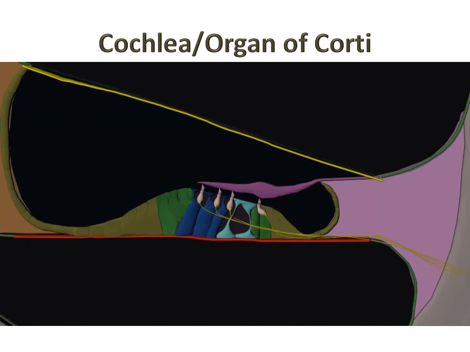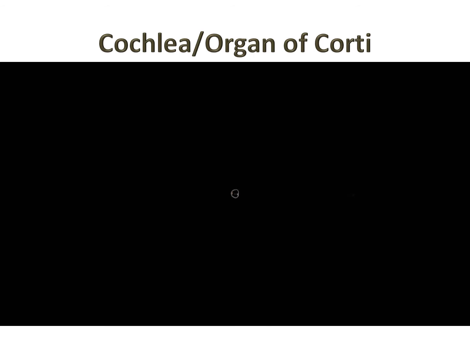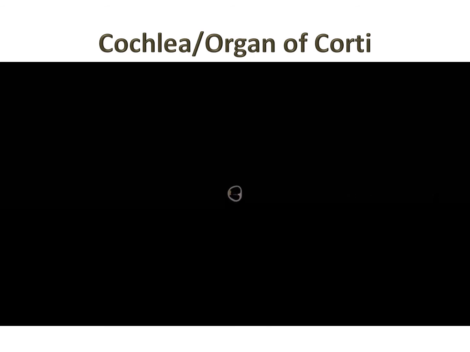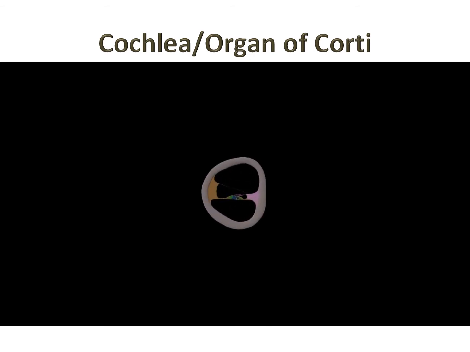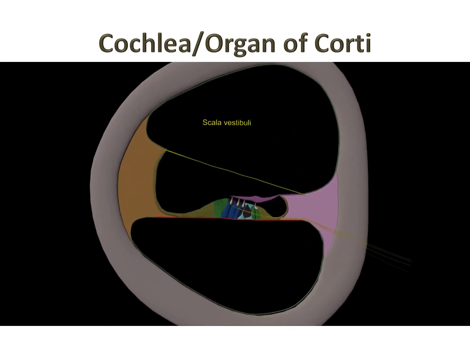Now that we understand how a single cell depolarizes, let's see how the organ of Corti functions in order to convert the mechanical action coming from the compression of the oval window into an action potential.